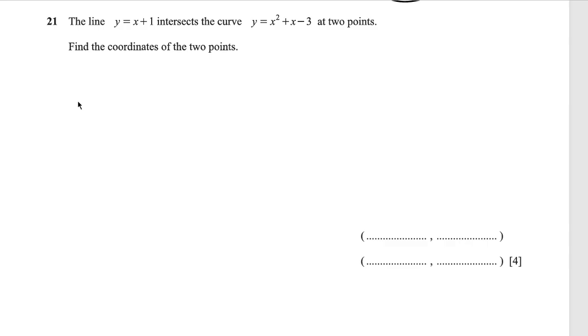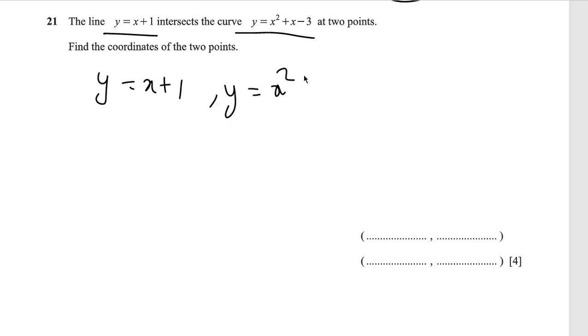Right, so when there's an intersection, all you simply need to do is to equate the curves together, because this is y equals x plus 1 and y equals x squared plus x negative 3. Since these two both have y, if they're going to intersect, then y, which is x plus 1, is equal to y, which is also equal to x squared plus x negative 3.